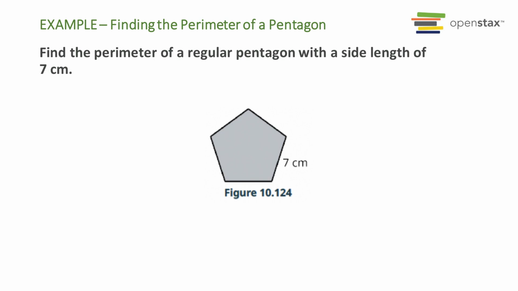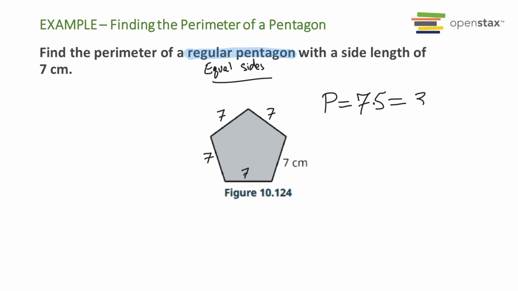So let's look at this example. Here is a non-quadrilateral. This is a pentagon, so it's 5 sides. Specifically, it is a regular pentagon, which is important. That tells me that it has equal sides. So that means that all of these sides are 7 centimeters in length. So the perimeter is going to be 7 times 5, which is 35 centimeters. So nice and easy in that regard because it was a regular pentagon.